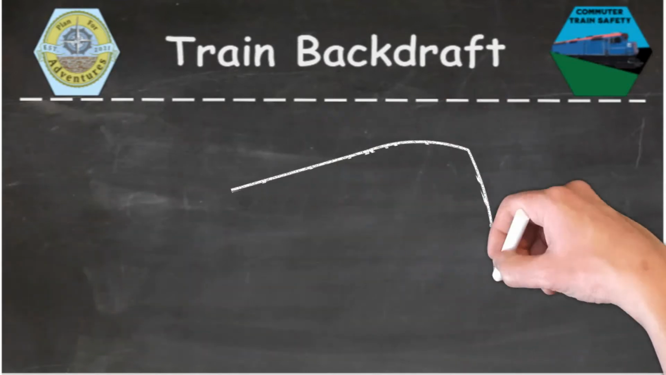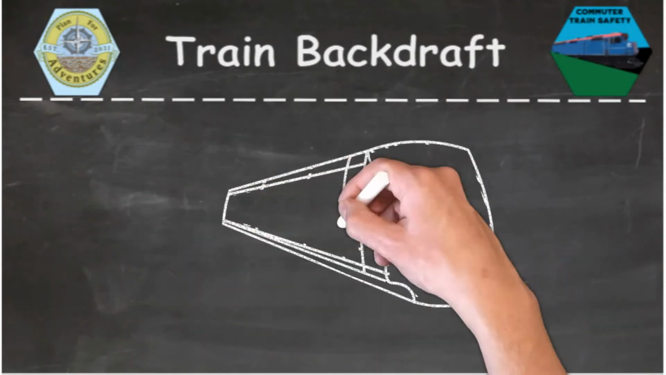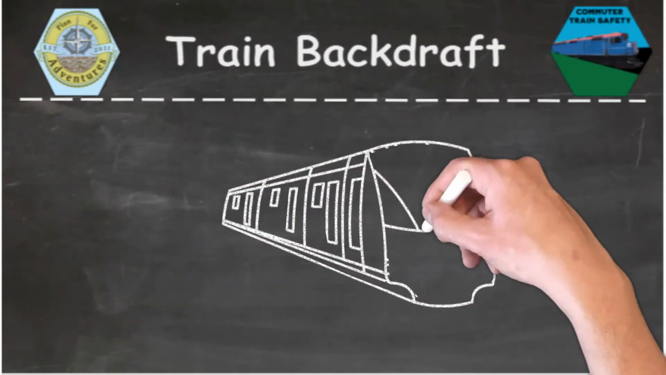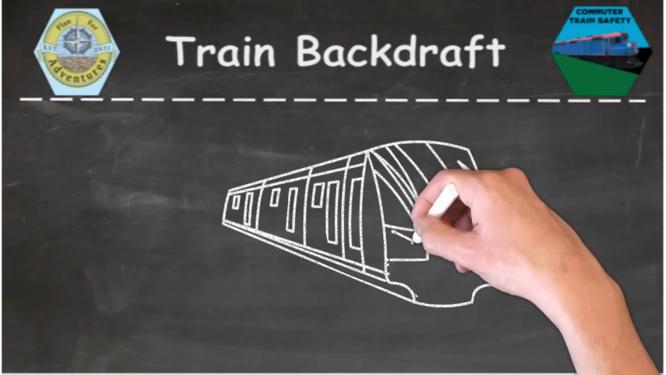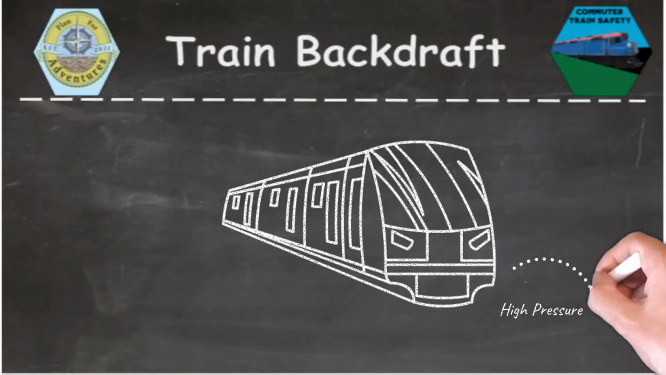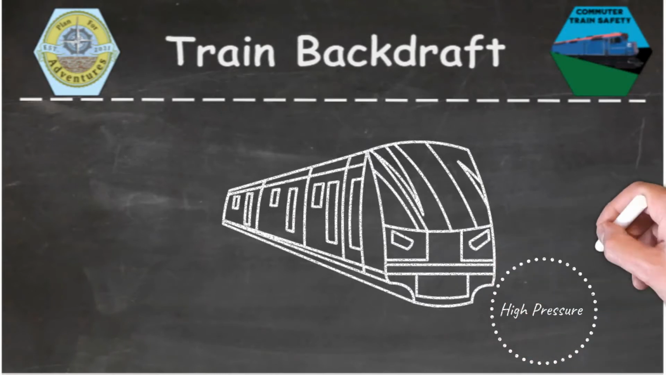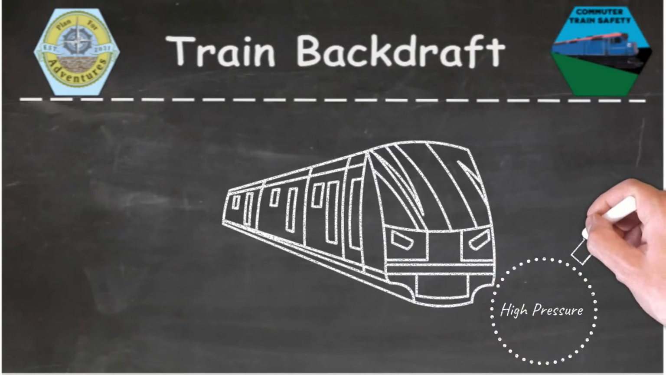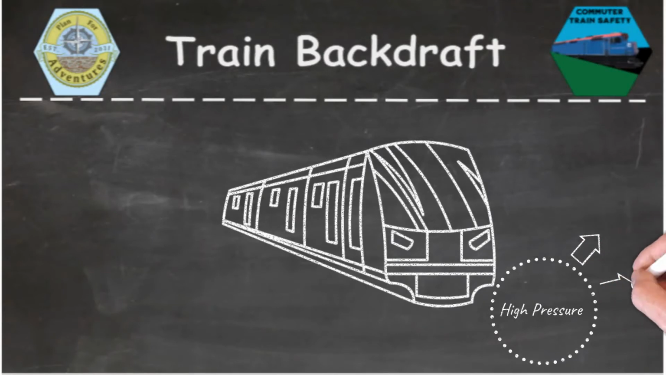Let's take a look at this one more time. So as a train is coming into the train station, in front of the train, there's a high pressure area where wind and air is getting compressed into a smaller area, creating high pressure. You can feel the high pressure from the front of the train as the train comes in by feeling the wind on you as that train moves in. You can feel the wind pushing against you. That's that high pressure that's getting pushed up against you.